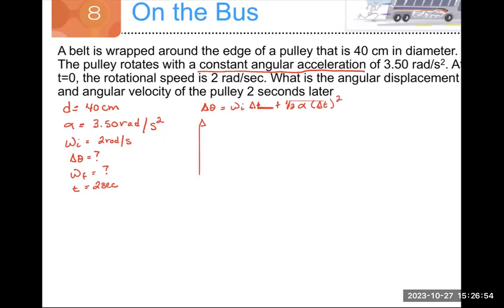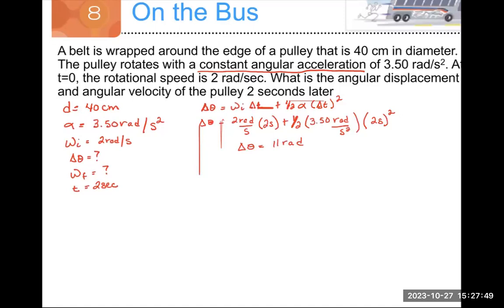So we have, why is it going this crazy line, sorry about that. So we have delta theta equals our omega I, which is 2 radians per second, times 2 seconds, plus 1/2 times alpha, which is 3.50 radians per second squared, times delta t squared, which is 2 seconds all squared. So when we plug all that in, we get delta theta equal to 11 radians.